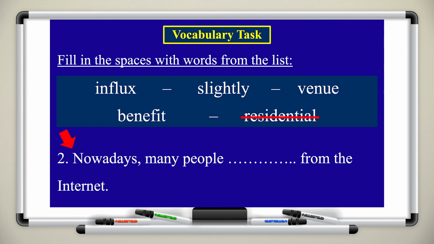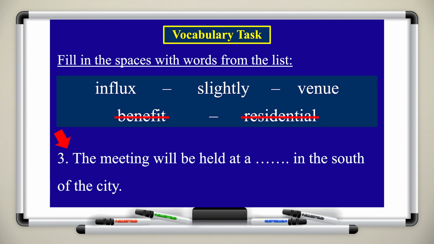Well done. Nowadays, many people blank from the internet. We have the keywords here, people and internet. So the answer must be benefit. Number 3, the meeting will be held at a blank in the south of the city. And these are the key words. Venue is the correct answer.